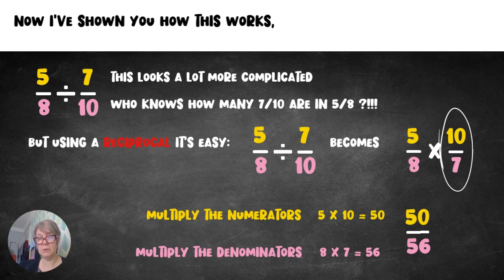Now I've shown you how this works, we'll do another one. So we've got 5/8 divided by 7/10. This looks a lot more complicated. Who knows how many 7/10 there are in 5/8? But using a reciprocal is easy. So 5/8 divided by 7/10 becomes 5/8 times 10/7, because that second fraction you've turned upside down, you've created the reciprocal. Multiply the numerators, 5 times 10 equals 50. Multiply the denominators, 8 times 7 equals 56. And your answer is 50/56.